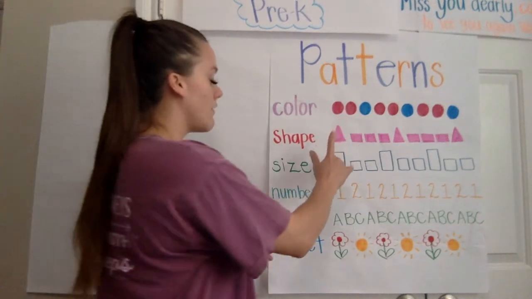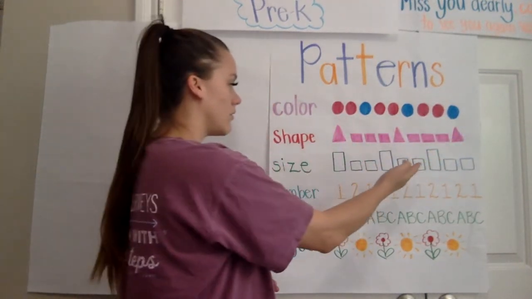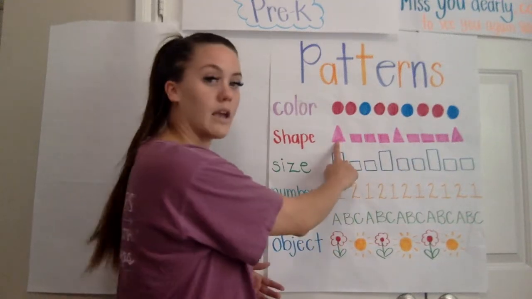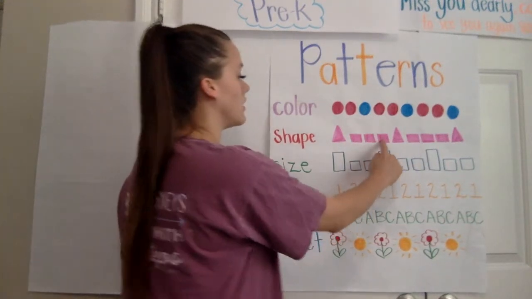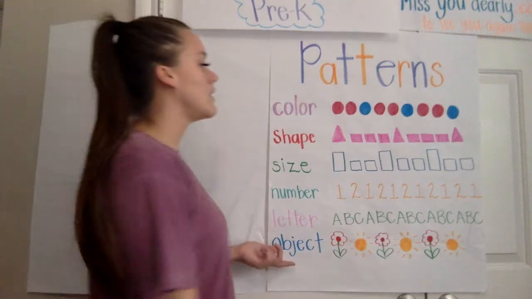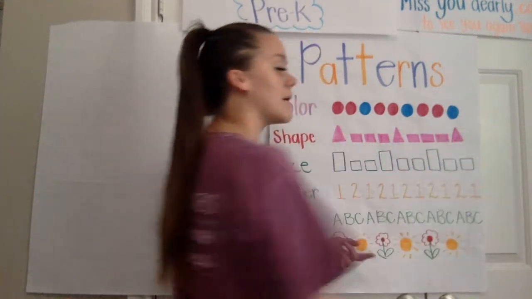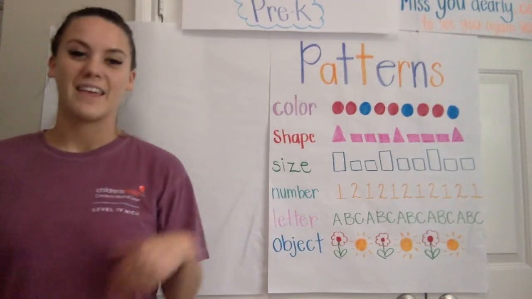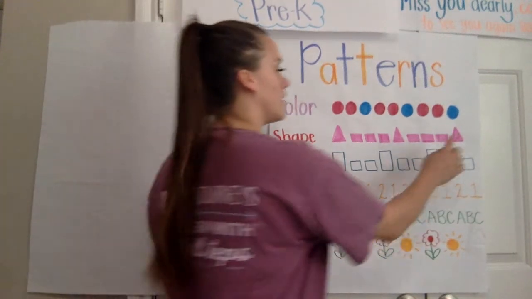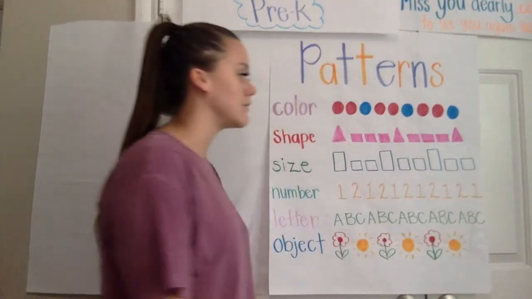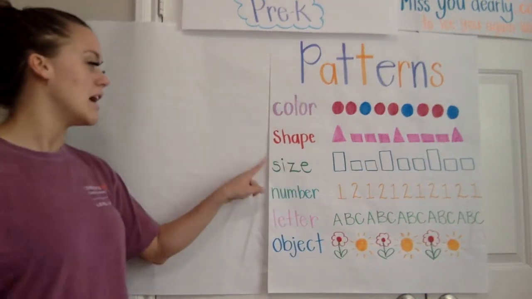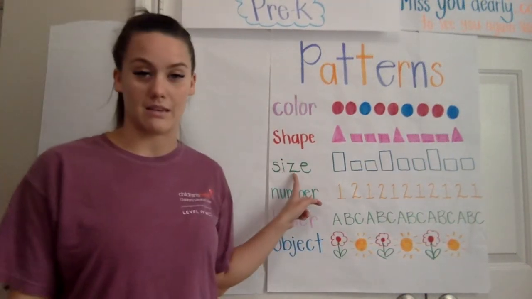So if I were to continue this pattern, we have one triangle, and we have 1, 2, 3 squares. So if we continued, one triangle, three squares, one triangle, and then what would come after that? It would be squares. It would be three squares. That's right. So we have color, shape, and the next one we have is size.